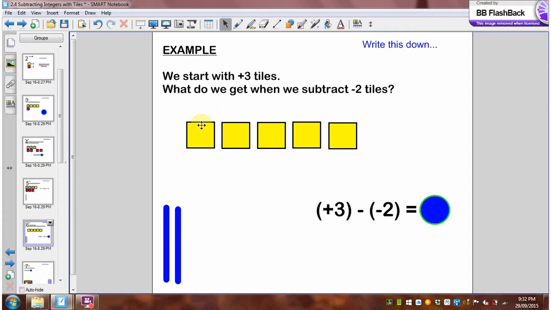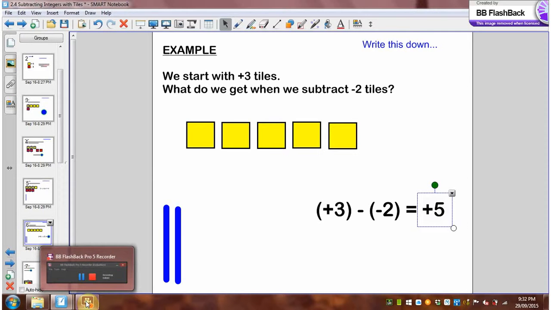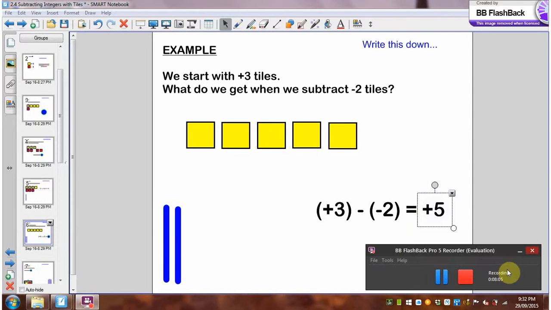Okay, what do we have left? Just count your tiles. 1, 2, 3, 4, 5. And what color are they? They're yellow, so they're positive. So we got 5 positive as our answer. Okay, just take a second to make sure you understand that. Ask any questions if you need to.